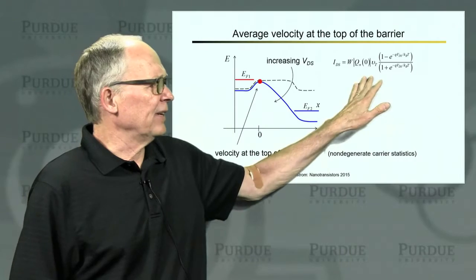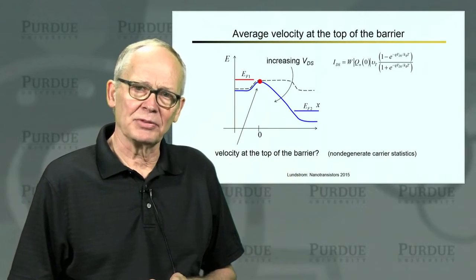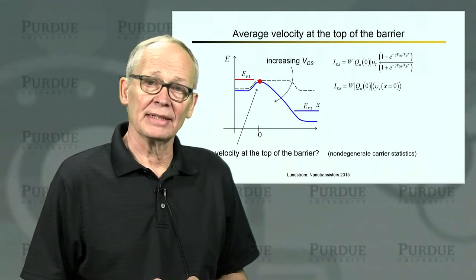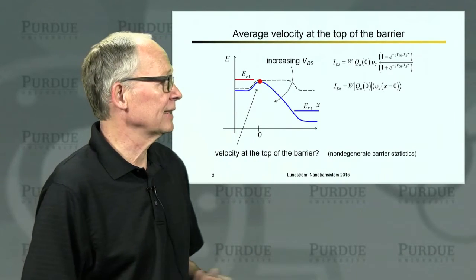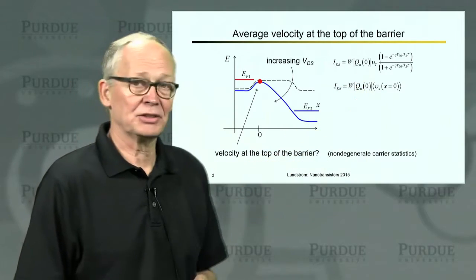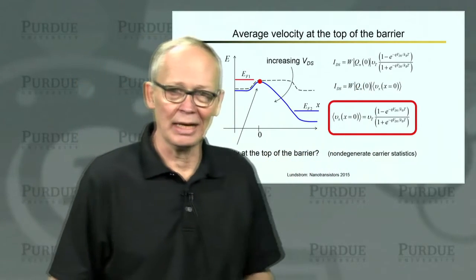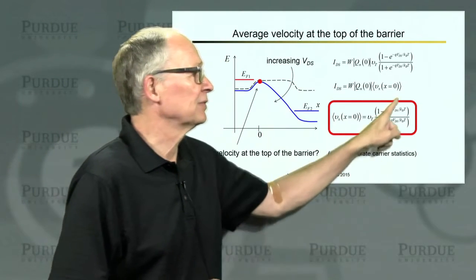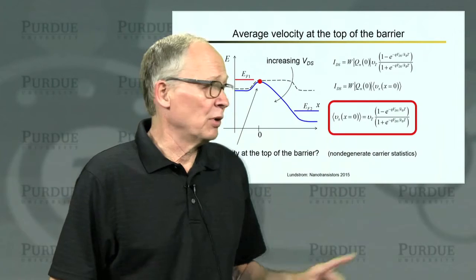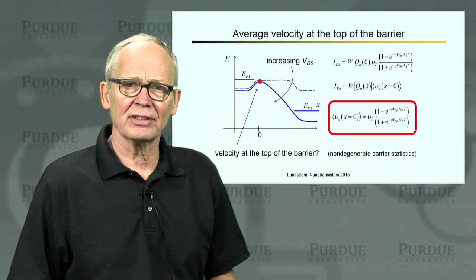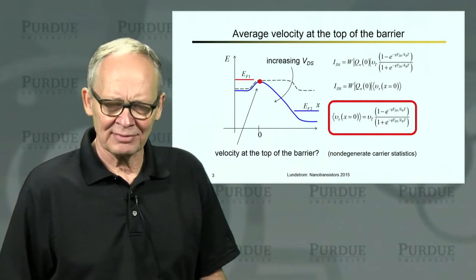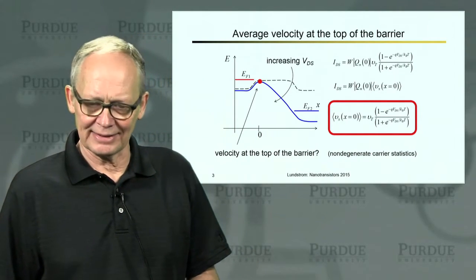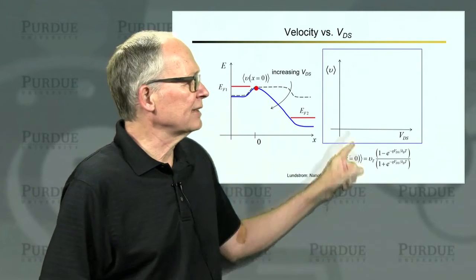So here's the IV expression that we developed for the current voltage characteristics of a ballistic MOSFET. We know that current is charge times velocity. All we have to do is to compare these two expressions and voila, we have our expression for the average velocity at the top of the barrier as a function of the drain voltage. Remember, we're assuming non-degenerate carrier statistics here to keep the math simple, but the same general considerations apply when we use Fermi-Dirac statistics.